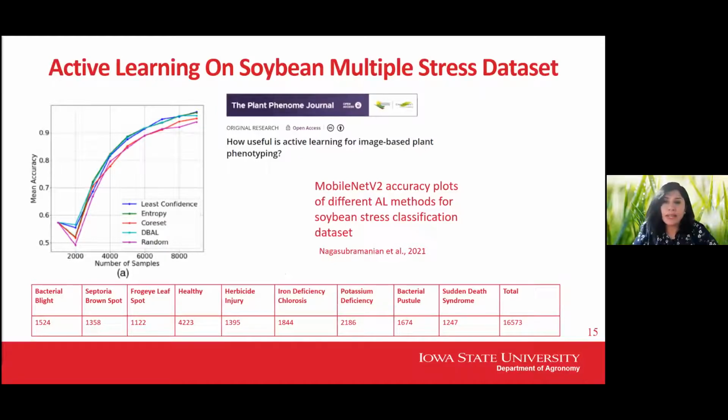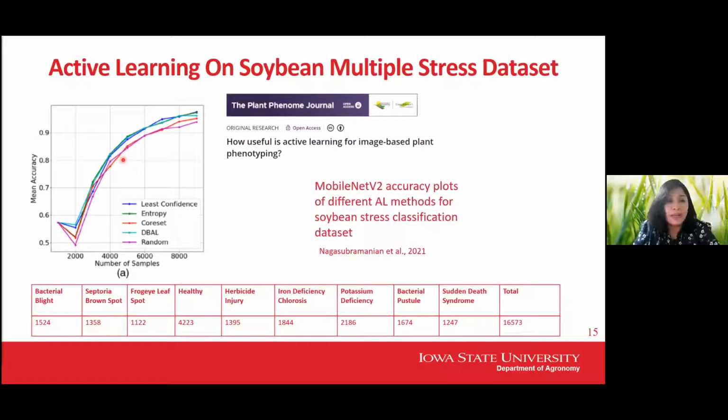So we used the active learning technique to select samples to train a MobileNet version 2 architecture to classify around 15,000 stress images into 8 different classes. In this graph, you have to notice that when we use these uncertainty or diversity-based active learning methods, like least confidence, entropy, core set, and deep Bayesian, compared to randomly selected samples, the random selection method is giving lesser accuracy than these uncertainty-based or diversity-based sampling methods. With around 4,000 samples, which is very little compared to our transfer learning method, where we used around 16,000 images to train the supervised machine learning model, we are getting an accuracy of around 81%.